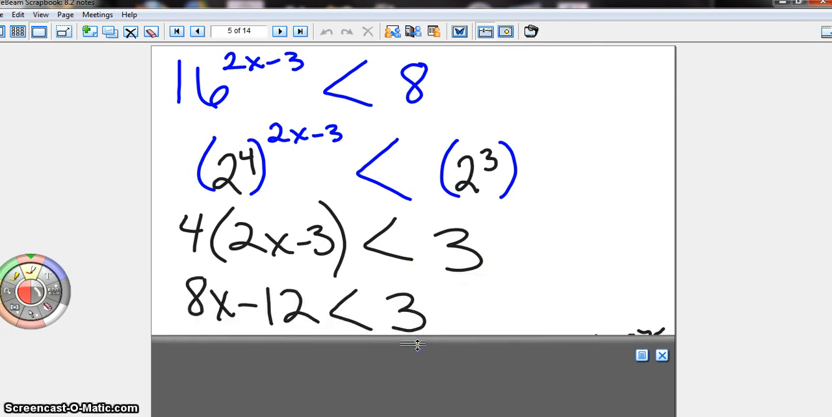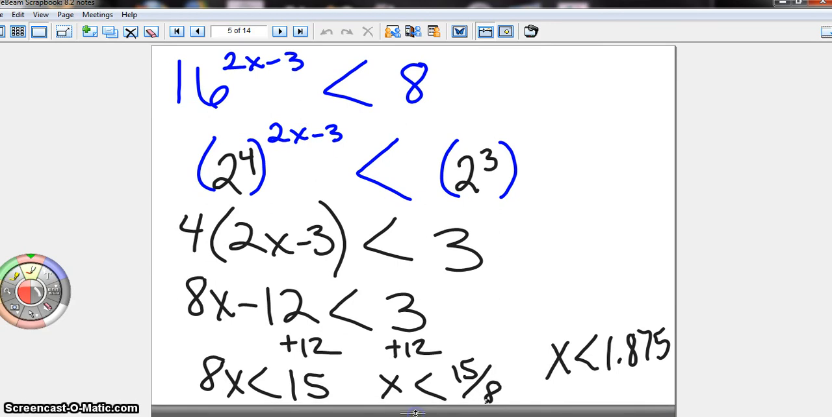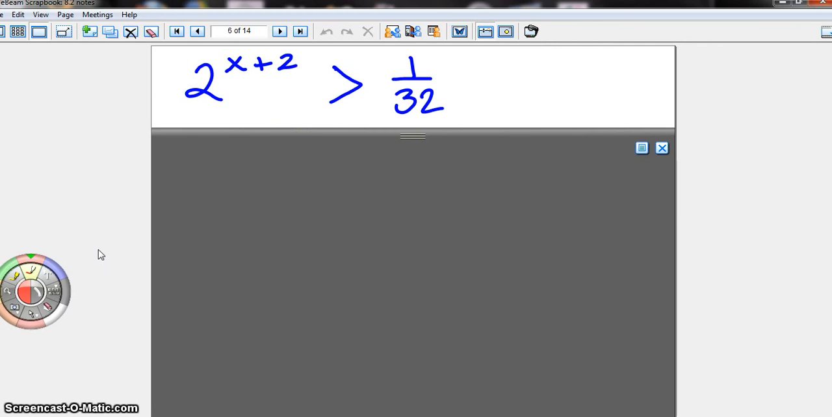I'm left with 8x minus 12. I can move my 12. I have 8x less than 15 from moving the 12. I can divide by 8. And I can either leave this as my fraction of 15 over 8, or I can have the decimal equivalent of 1.875. And something for you to see as well is I have this as a fraction.